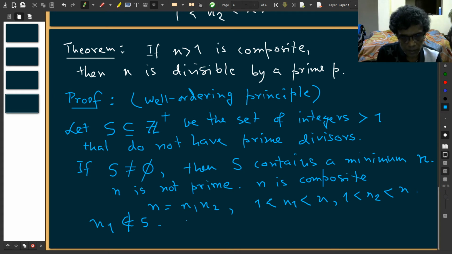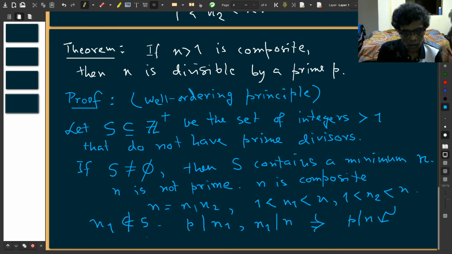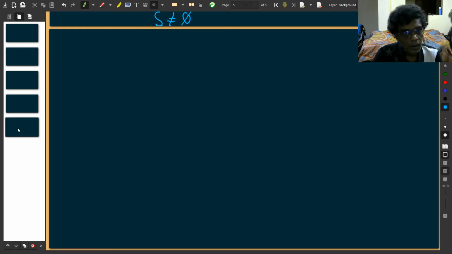So, there exists some prime P which divides N1. Moreover, you see that N1 divides N. So together by transitivity, we show that P divides N, a contradiction. So, S must be empty. Okay, good.